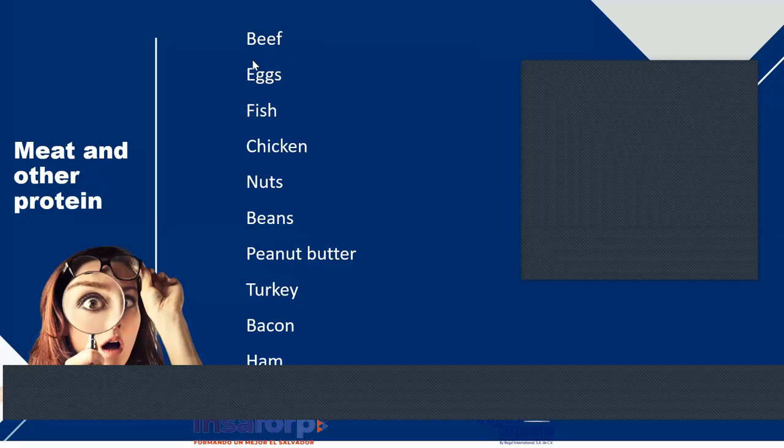Okay. Do you like eggs? Let's see. Yes, I like. Yes, I like. I like eggs. Chicken. Do you like chicken? Yes, I like. Yes, I like chicken. Okay. Chicken soup. Chicken soup. Gallina India soup. No, you don't like that? No, I don't like. Okay.